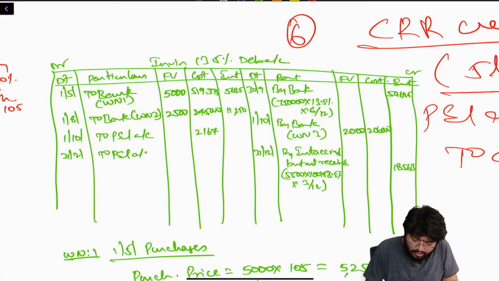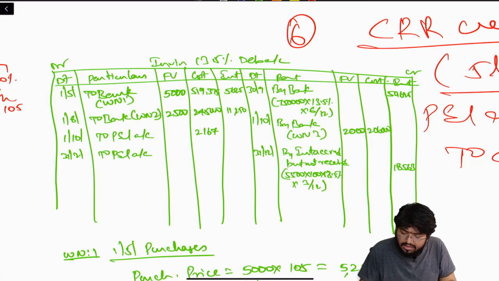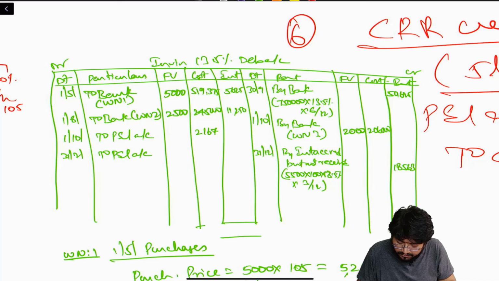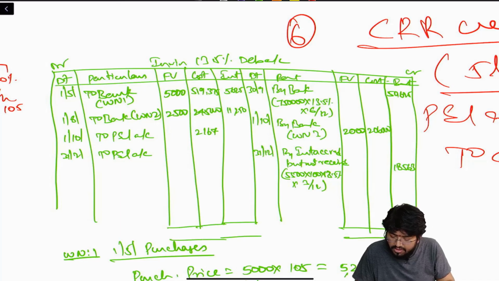To P&L account, you would be transferring all of this put together, take total. Okay, so it is 69,000. How much is it? Please calculate and tell me. 188. 188.